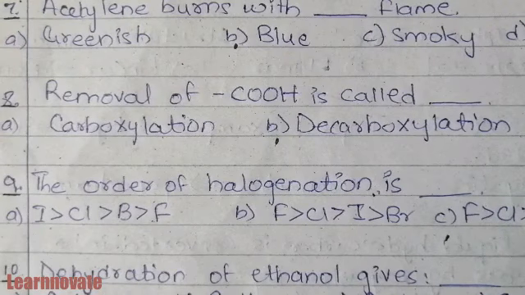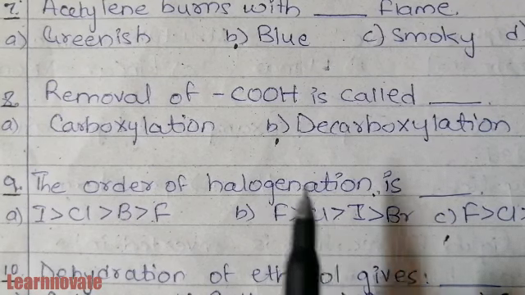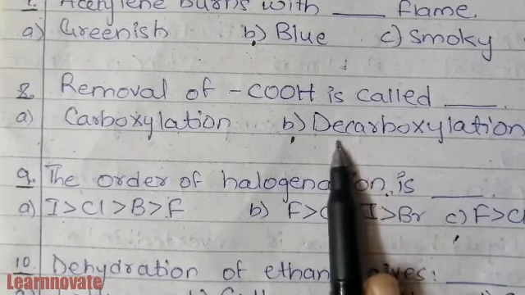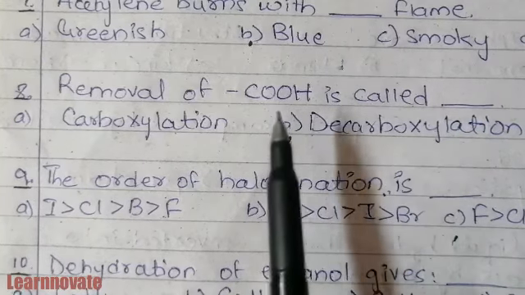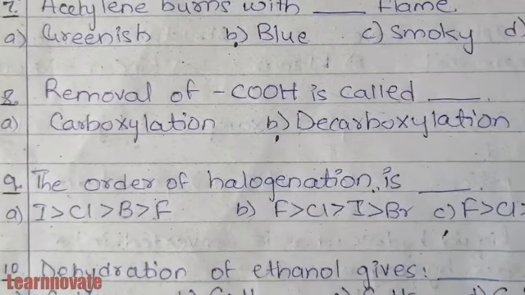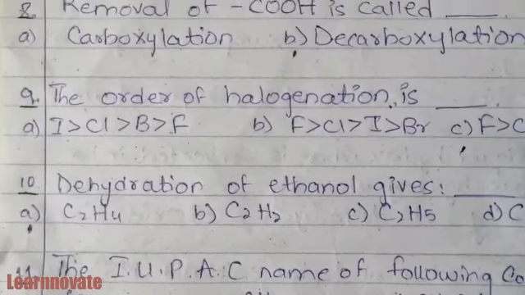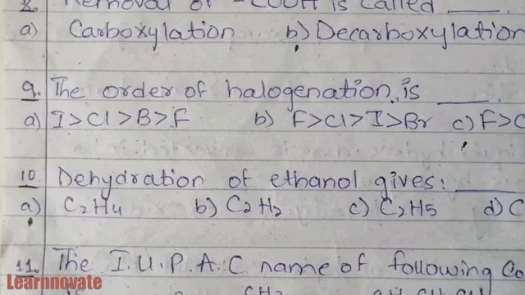Question number 8 is again a very simple conceptual question asking: the removal of carboxylic group is called dash. I previously told that D means removal. So here there is decarboxylation, meaning removal of the carboxylic group. So the answer for this question is option number B. Decarboxylation is the removal of the carboxylic group.